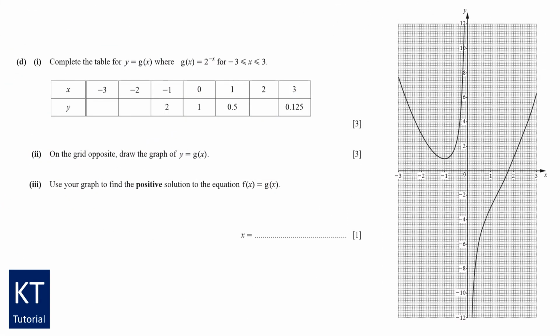Question 5d. Complete the table for y equals g(x), where g(x) is 2 to the power of minus x. The y's are as shown in blue. Next, on the grid opposite, draw the graph of y equals g(x). This will be plotting each of the coordinates stated on the table and drawing a line that adjoins each of these points. Next, use your graph to find the positive solution to the equation f(x) being equal to g(x). And this would be the x value for where the blue line intersects with that of the black.